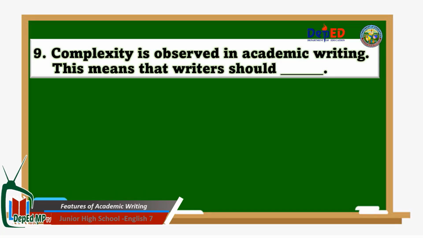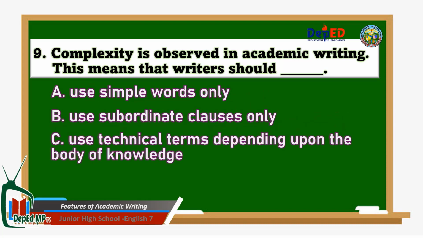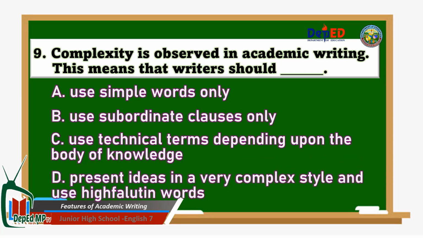9. Complexity is observed in academic writing. This means that writers should blank. A. Use simple words only. B. Use subordinate clauses only. C. Use technical terms depending upon the body of knowledge. D. Present ideas in a very complex style and use highfalutin words.